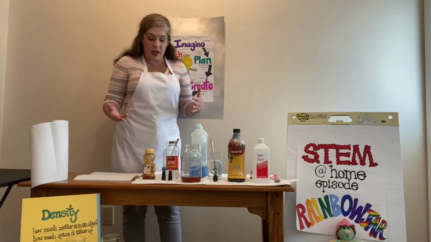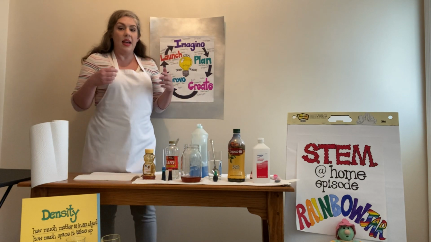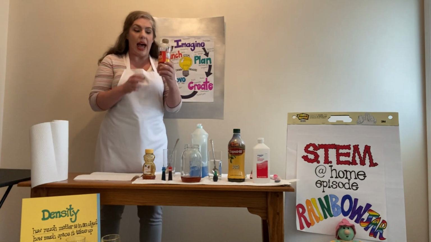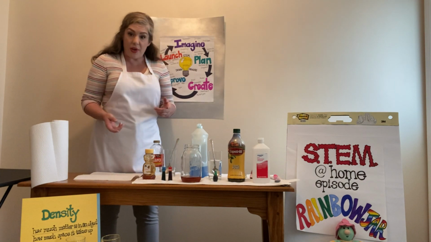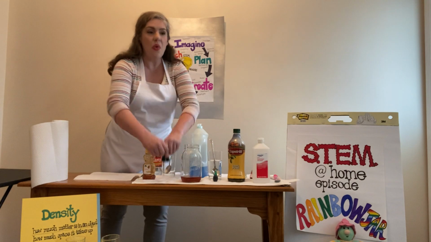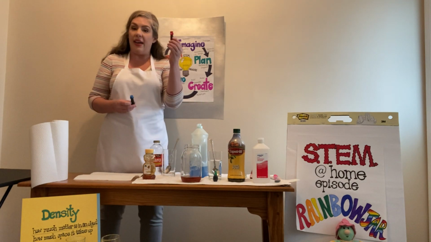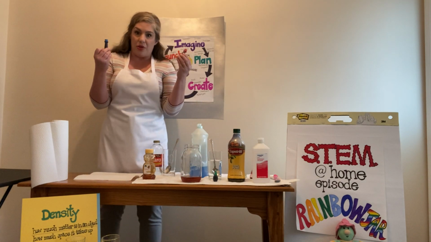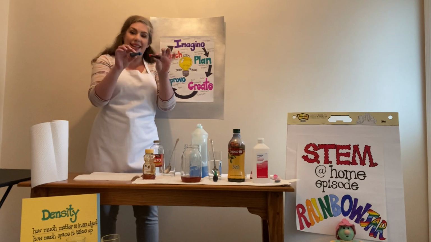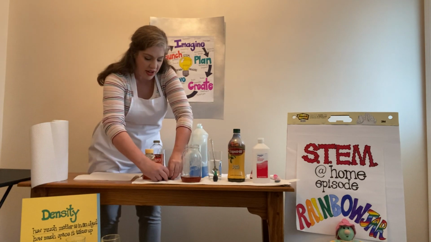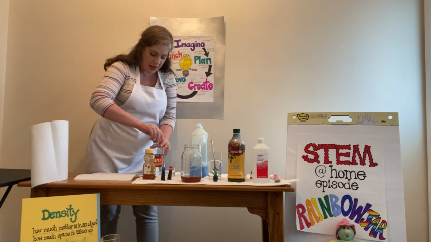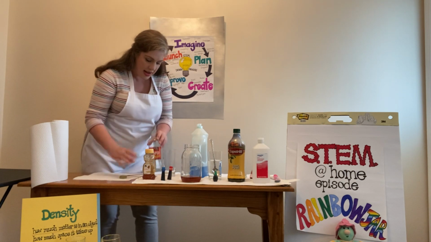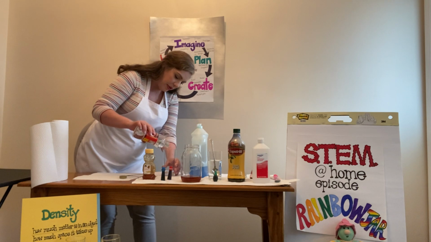Now the next thing we're going to do is mix light corn syrup with some food coloring. I don't have purple, but I have red and blue, and as you know, red and blue together make purple. So I'm very carefully going to use my cup here, and I'm going to pour in some light corn syrup.